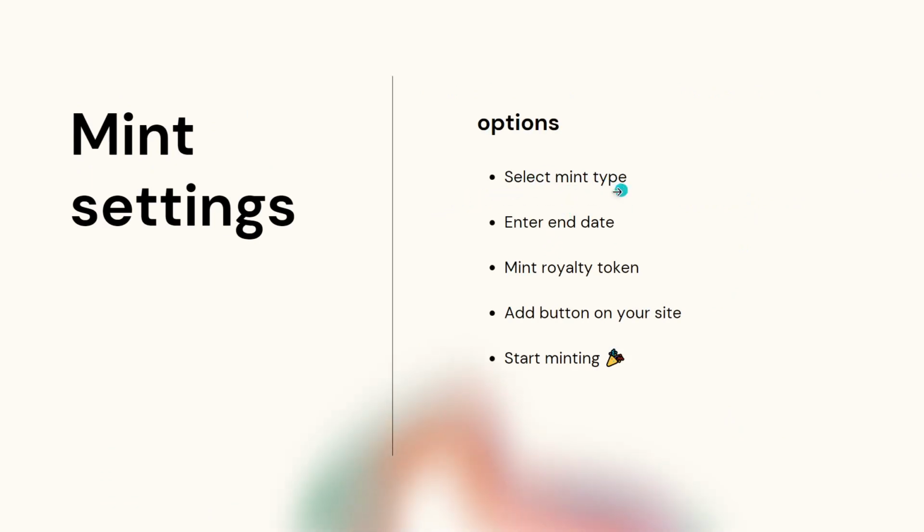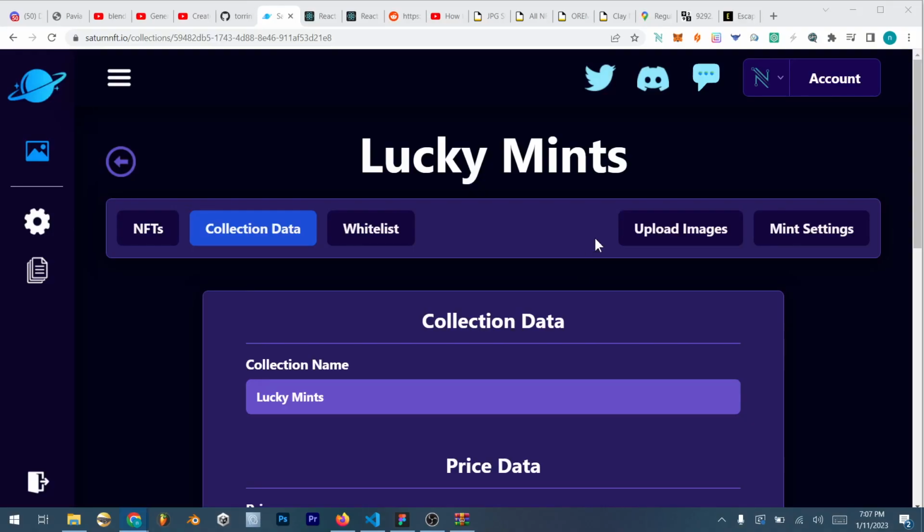We have some options for the mint type, the end date, the royalty token that we need to mint to our wallet, and we have some settings for a button that we can place on our website to the payment gateway where customers can easily pay for your NFT. And then we can start minting. So let's go to the mint settings.